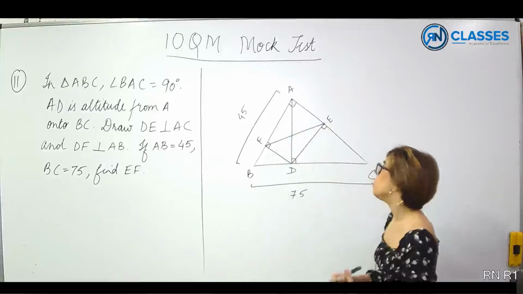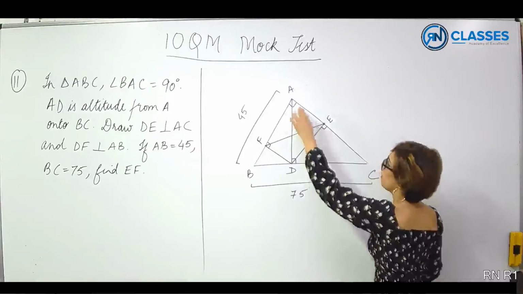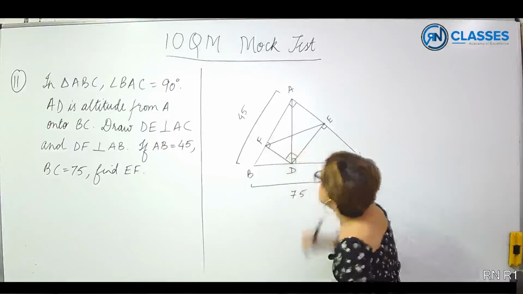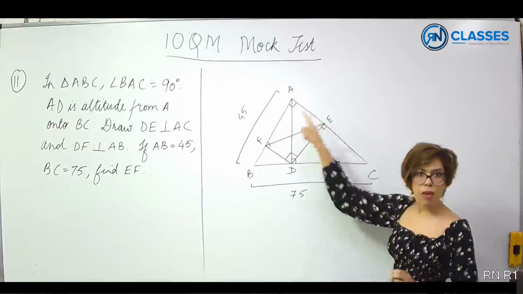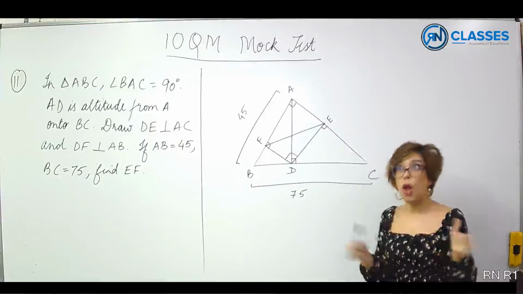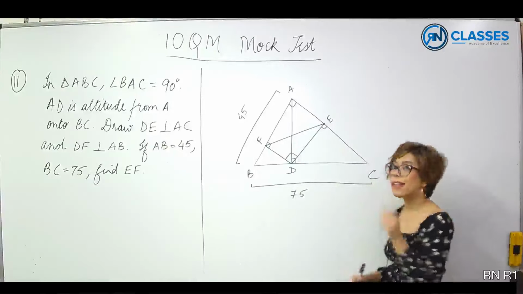Now, first of all, let me notice. I have 90 degree over here, I have 90 degree over here, I have 90 degree over here. That means I have 90 degree over here. That means it is definitely a parallelogram. Parallelogram with one angle equal to 90 degree. In fact, all angles equal to 90 degrees. That means it's a rectangle.